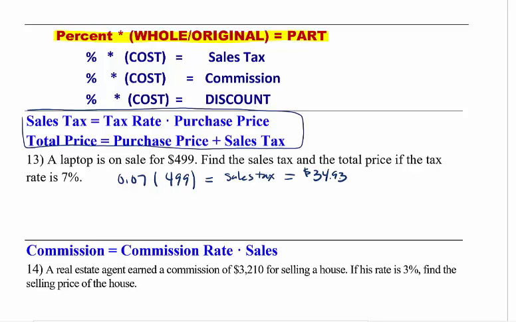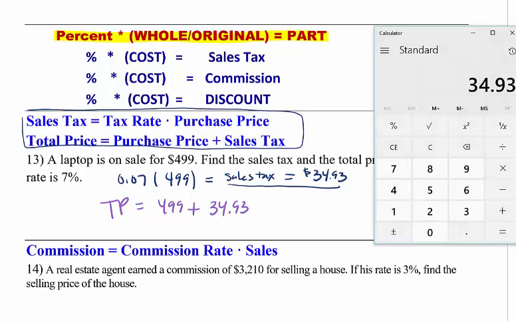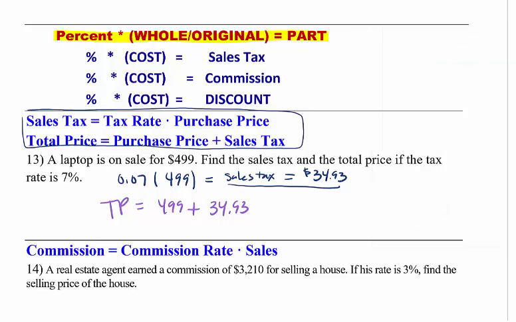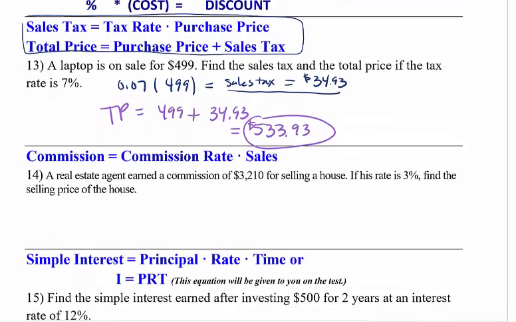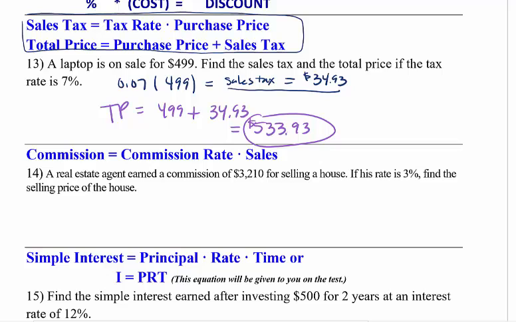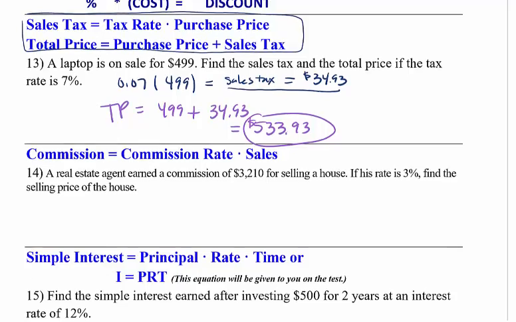So now that is the sales tax, but I also want the total price. Total price says take $499 and add the sales tax, $34.93. So I'm now going to add the $499, and that gives me $533.93. Again, I think a lot of times people overanalyze these. Stop and think about it. It does make sense. Go ahead and read 14, pause it, see if you can set it up to get the right answer.